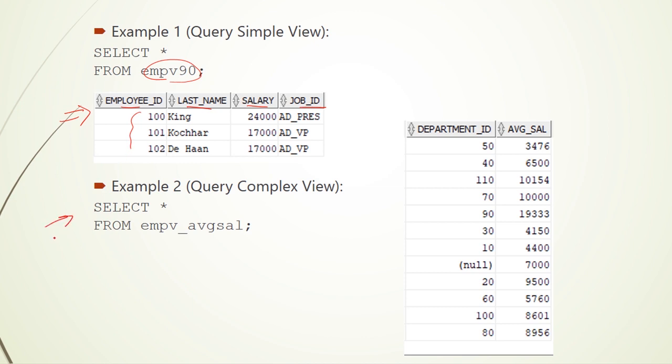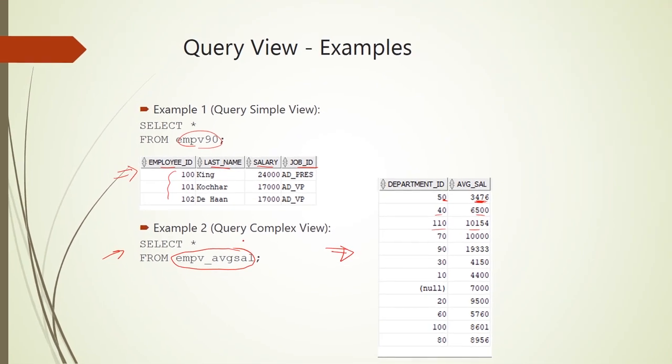Here in the second example, we query the data from the second view, EMPV underscore average salary, which represents the average salary per each department. So this is the output of our select statement from the view created in the previous example: the round of the average salary per each department, as we can see.